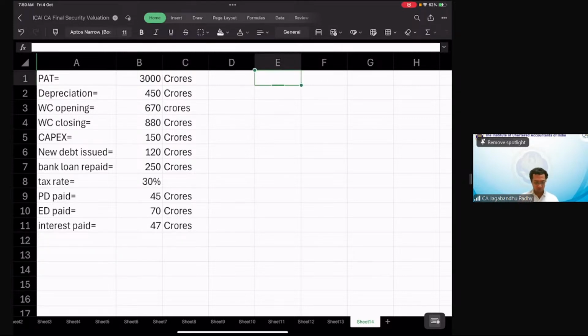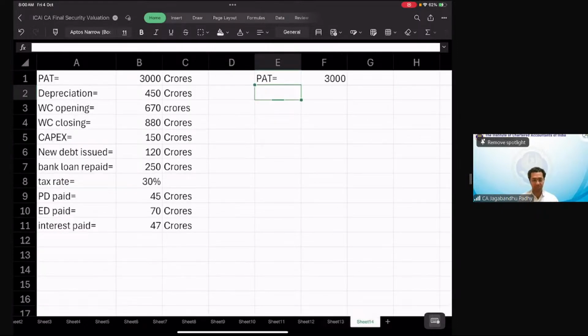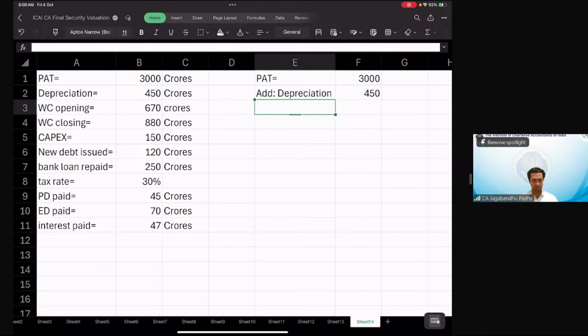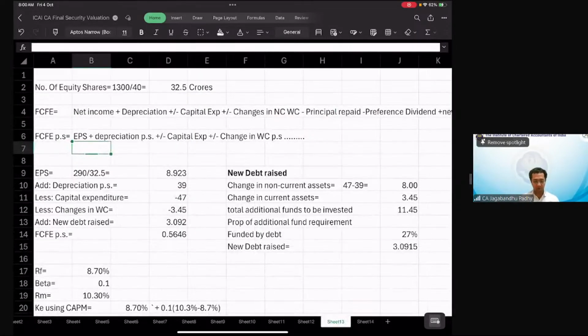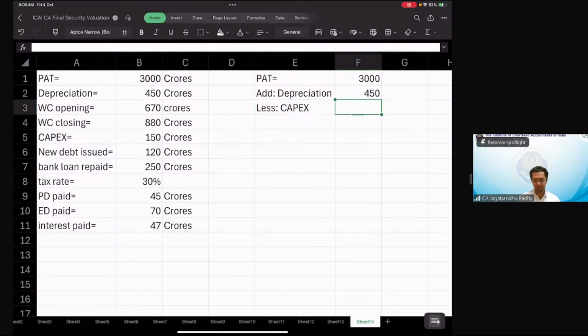So free cash flow for equity, you start with profit after tax of 3,000 crores. And of course, what are the adjustments that you're going to give to this? The same thing over here. Add back the depreciation, which will be 450, then less the capital expenditure, which is 150.